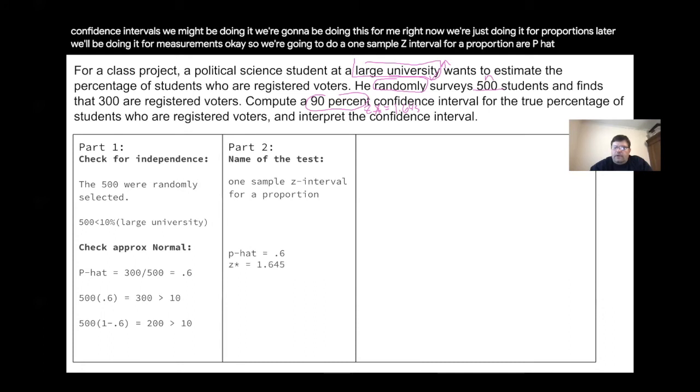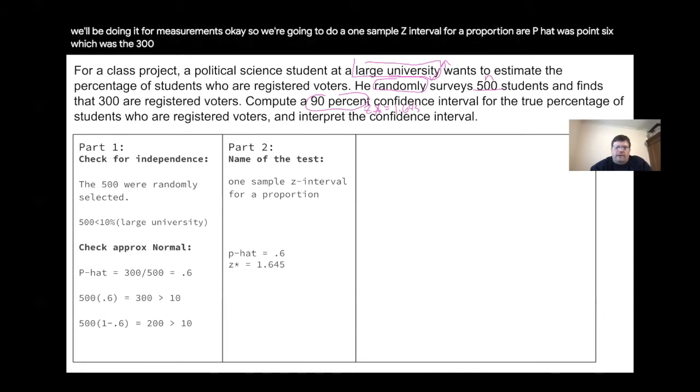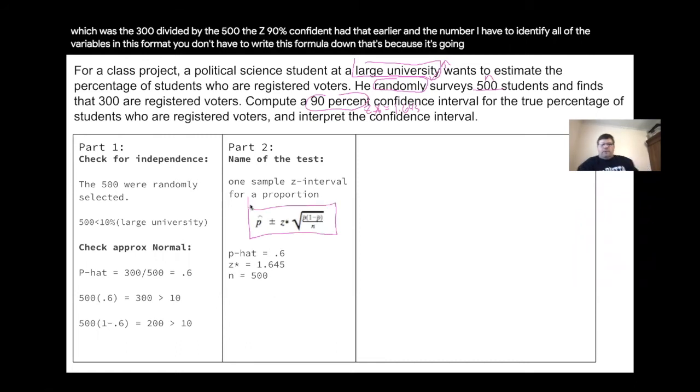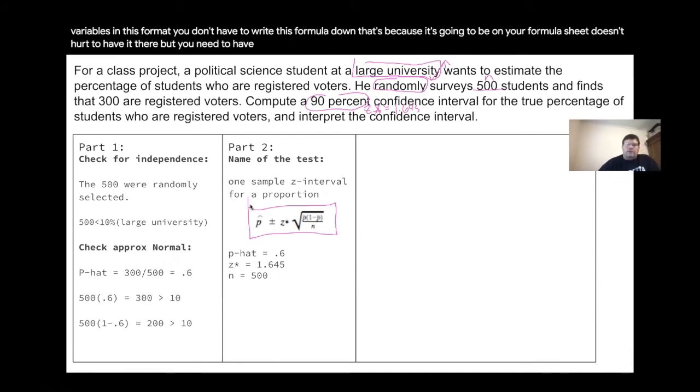Our p hat was 0.6, which was the 300 divided by the 500. The Z star, remember I said it was 90% confident, I had that earlier. And I have to identify all of the variables in this formula. You don't have to write this formula down, because it's going to be on your formula sheet. It doesn't hurt to have it there, but you need to have all of the values defined in that formula.